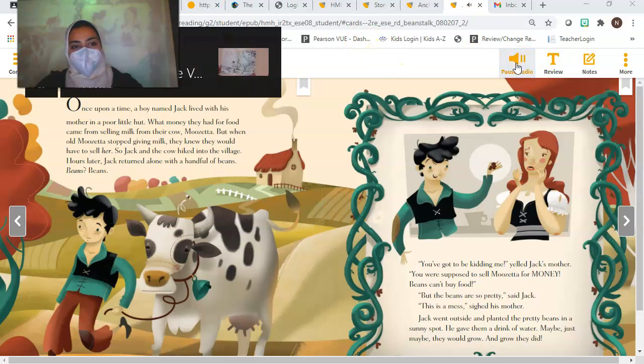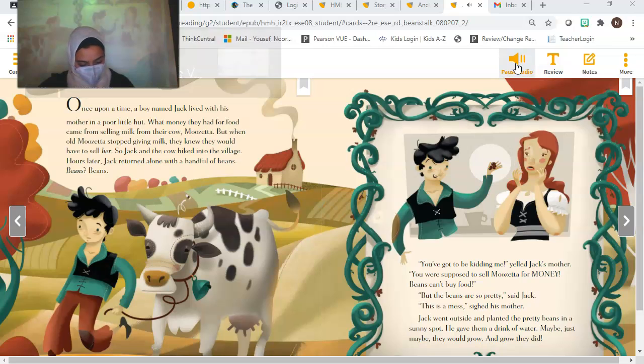Once upon a time, a boy named Jack lived with his mother in a poor little hut. What money they had for food came from selling milk from their cow, Musetta. But when old Musetta stopped giving milk, they knew they would have to sell her. So Jack and the cow hiked into the village. Hours later, Jack returned alone with a handful of beans. Beans? You think Mom was happy about him coming back with beans?